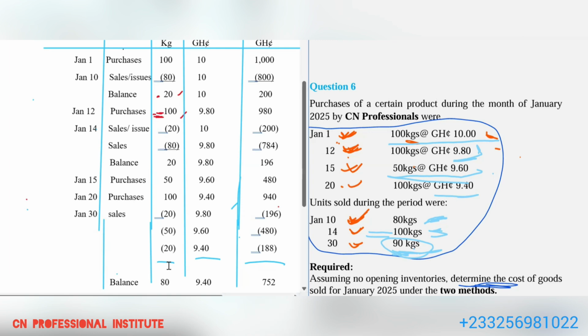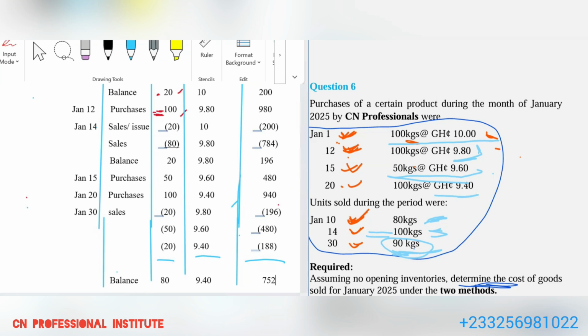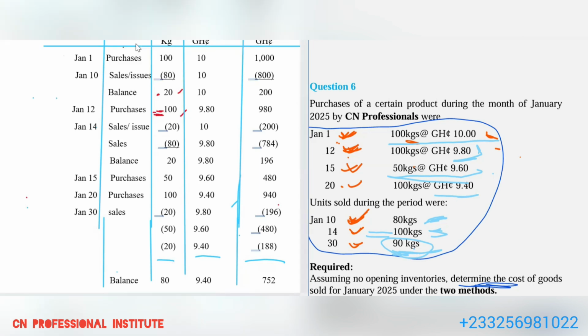And the question, we should get the cost of sales. So we should determine the cost of goods sold. To get the cost of sales, you have to just add all the issues, all the sales. So we come and add this one here, then add all the issues, then we come and add this one.